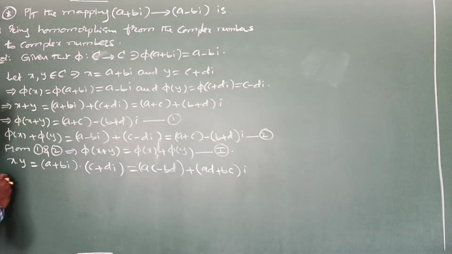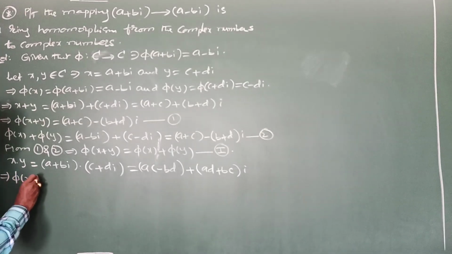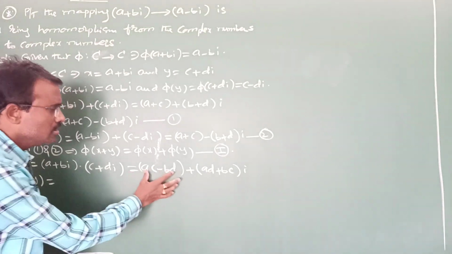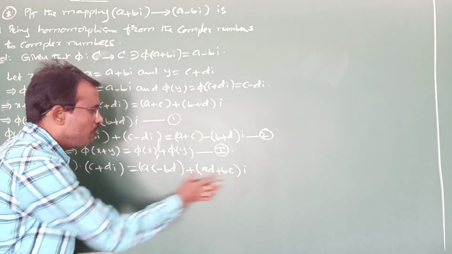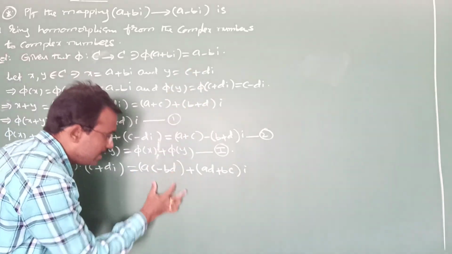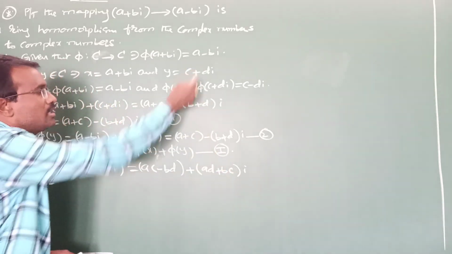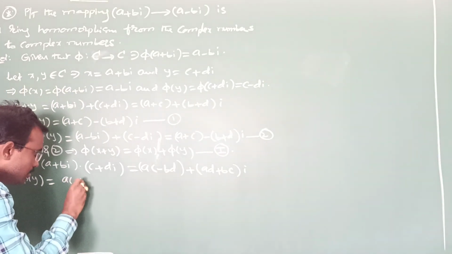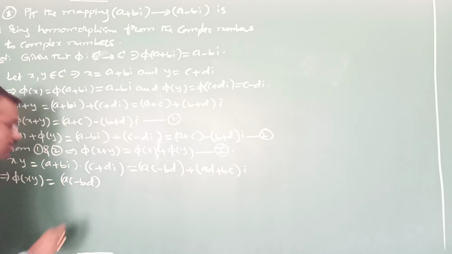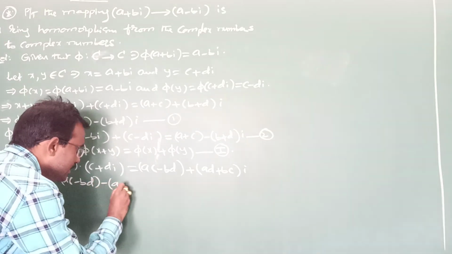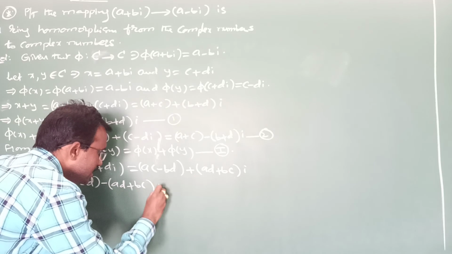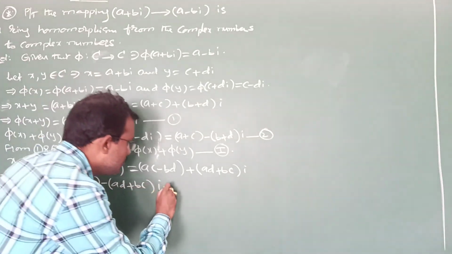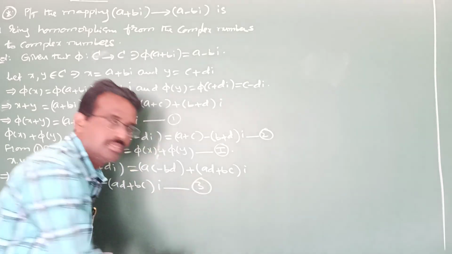Now let us define phi of xy. Means phi of x into y means phi of this total thing. Let us take this is some a, this is b. Phi of a plus bi is what? a minus bi. That I am writing here. I mean this is what? ac minus bd, right? Minus of ad plus bc whole into i, right? Let this be relation number 3 for our convenience.